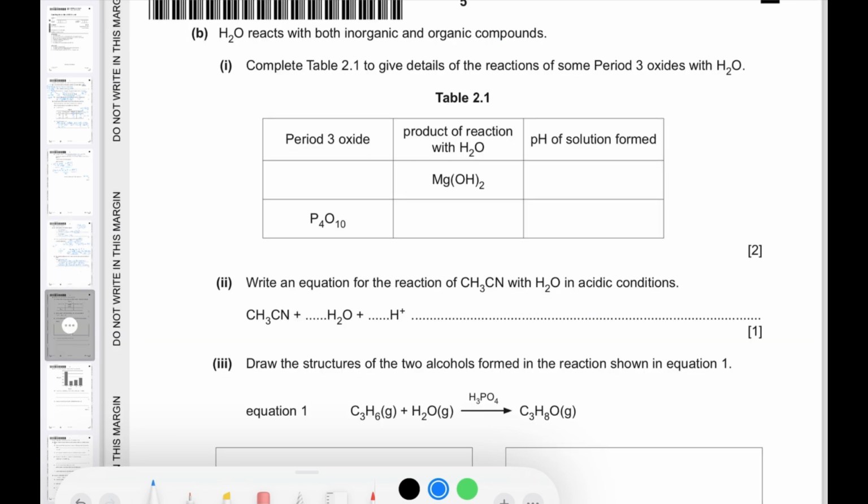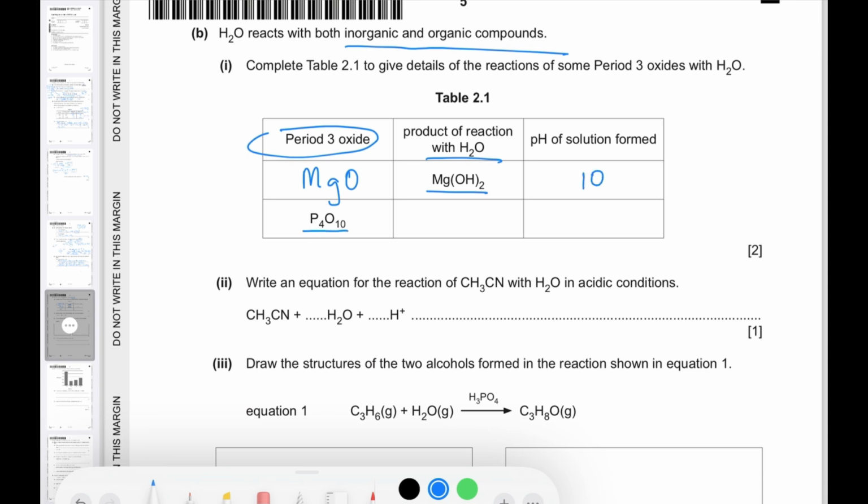B. Water reacts with both inorganic and organic compounds. Complete table 2.1 to give details of the reactions of some period 3 oxides with water. You're supposed to start by mentioning the period 3 oxide that reacts with water to form magnesium hydroxide. That's pretty easy. That would be magnesium oxide. It's one of the reactions that you are supposed to memorize. And the pH of a metallic hydroxide is basic in nature, so the value for your answer should be between 8 and 12. I'll go ahead and write 10.